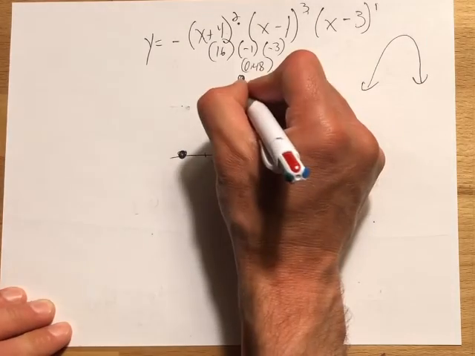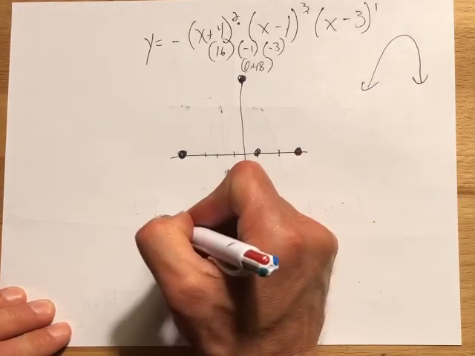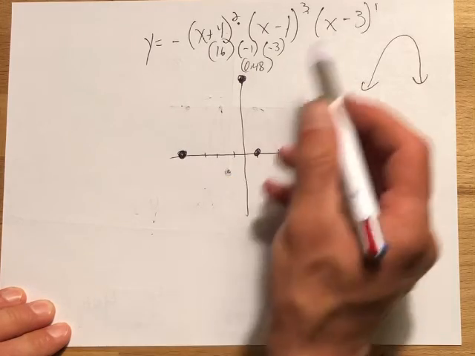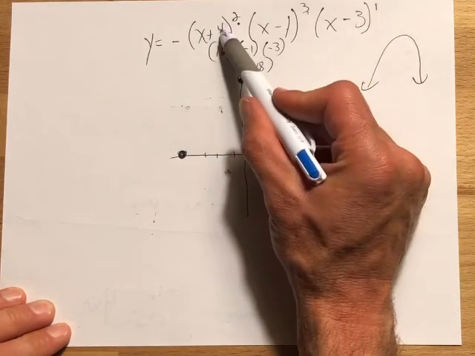All right. Now I can graph this. I know it's going to start low. This right here is a double root.